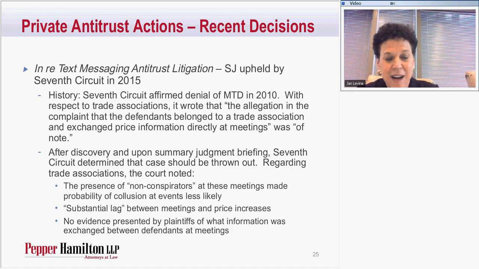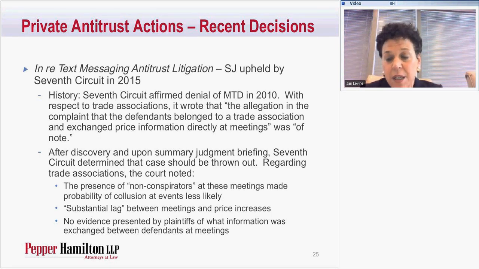The next case that I wanted to talk about is the text messaging antitrust litigation. Again, basically a market of a small number of players, AT&T, Verizon, Sprint, T-Mobile, and this time the association itself was named as a defendant, the Wireless Association, which the defendant companies all belong to.